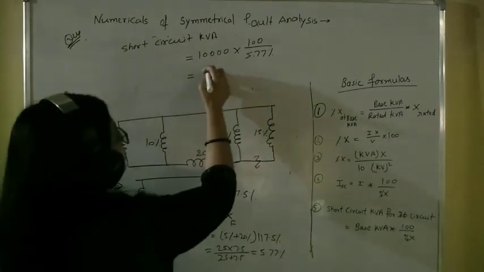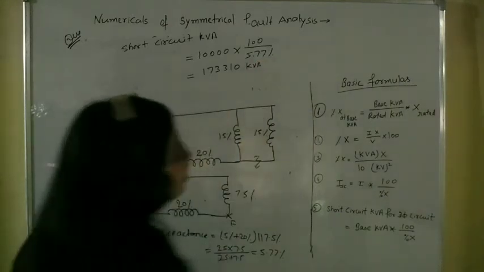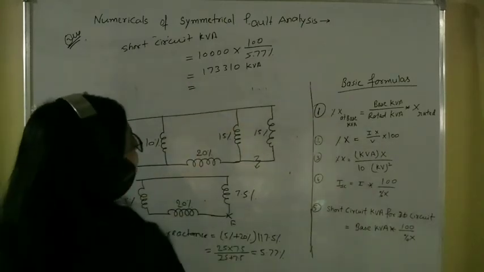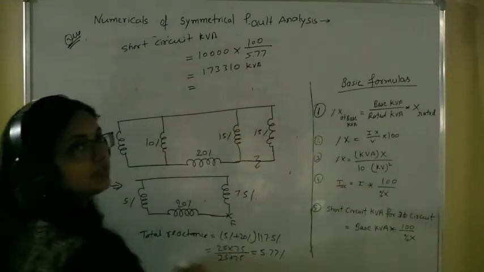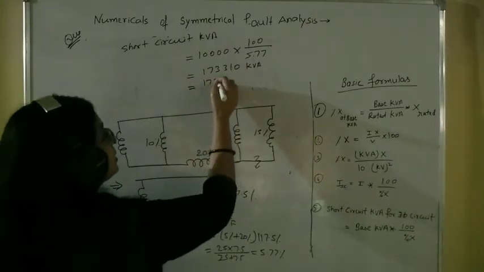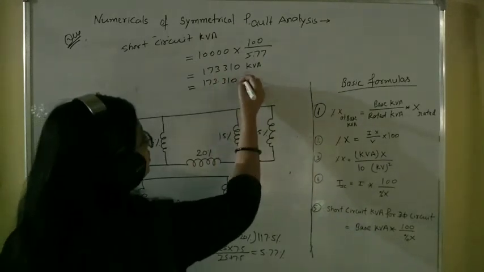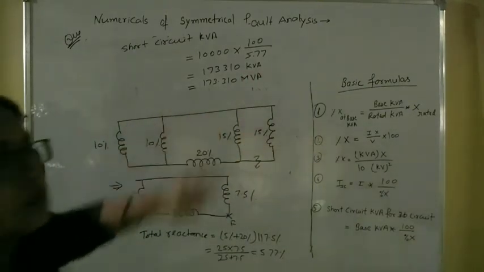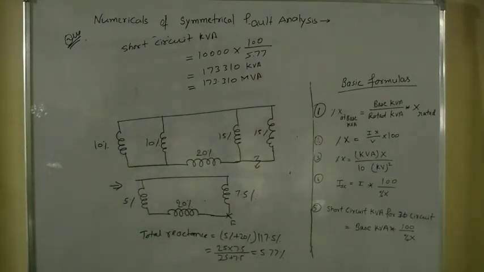This value will be 173,310 kVA. And when we convert this into MVA, just divide by 1000, so it will be 173.310. It is the short circuit MVA. Fine. So the answer is this.